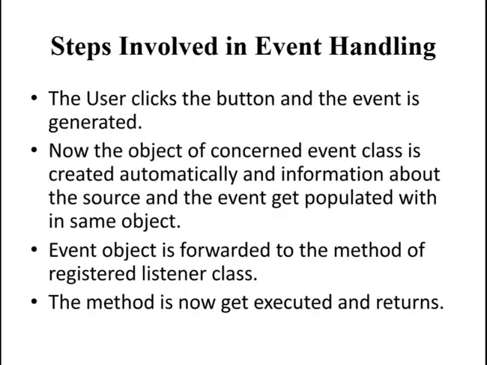Then next one is what are the steps involved in event handling. Next topic is steps involved in event handling. The first step is the user clicks the button and an event is generated. The next one is now the object of the concerned event class is created automatically and information about the source and the event gets populated within the same object. Then the next step is the event object is forwarded to the method of the registered listener class. Then the method is now executed and returned. These all are the steps involved in event handling.